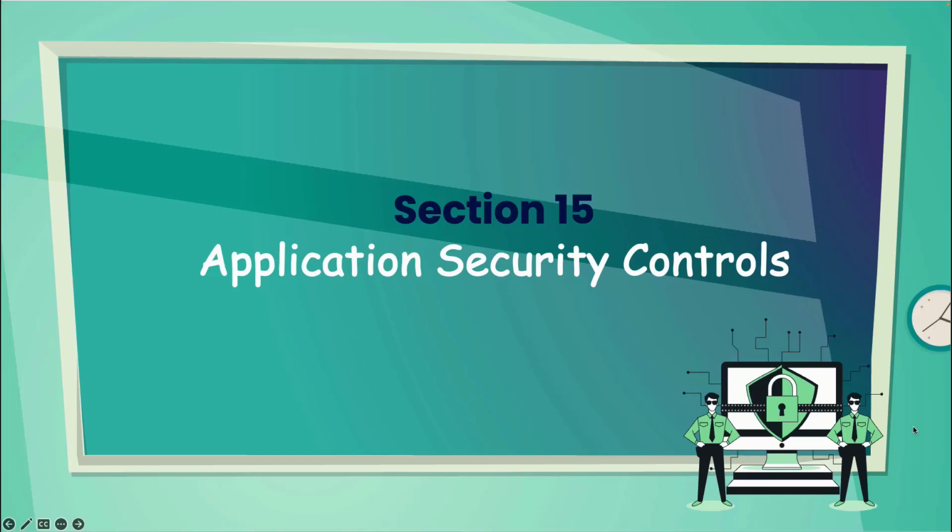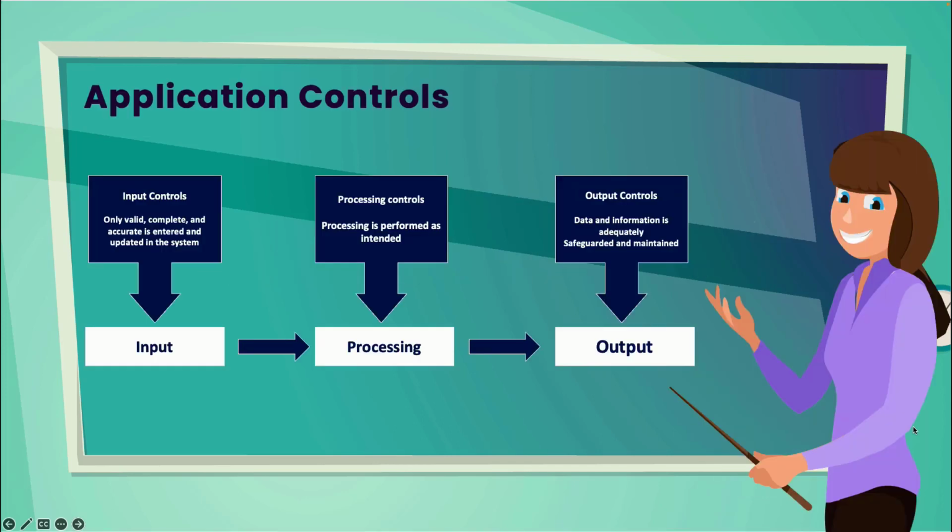In this section, we will see how security controls are implemented in applications. Application controls are controls over the input, processing, and output. As you know, any application takes input from the users, processes this input according to certain logic, and then provides an output, whether on the screen, to a printer, to a file, etc.